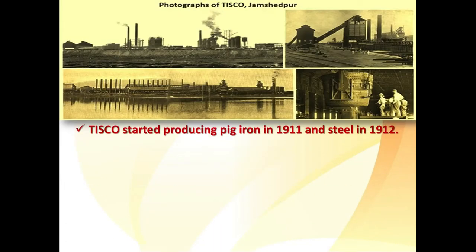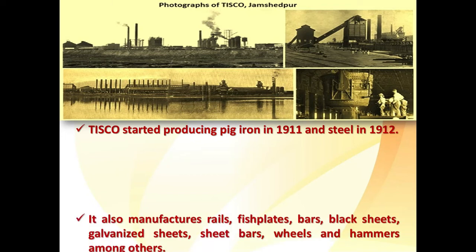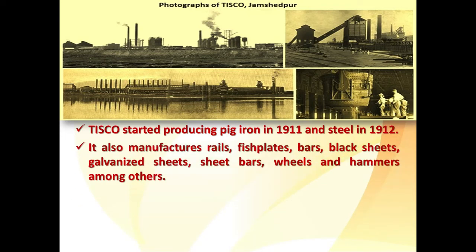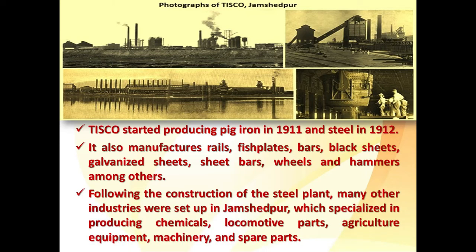And this is the photograph of the TISCO located in Jamshedpur, children. TISCO started producing pig iron in 1911 and steel in 1912. It also manufactures rails, fish plates, bars, black sheets, galvanized sheets, sheet bars, wheels and hammers, among others. Following the construction of the steel plant, many other industries were set up in Jamshedpur, specialized in producing chemicals, locomotive parts, agriculture equipment, and machinery and spare parts.